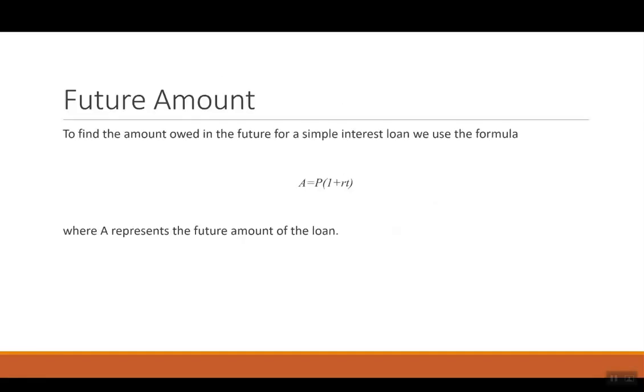Sometimes we may want to find the future amount. Mostly this is talking about investment, or if we want to say how much you owe in the future. To find the amount owed in the future for a simple interest loan, we use the formula A equals P times 1 plus RT, where A represents the future amount of the loan. But again, this could be an investment as well, so either way this works. If I'm trying to figure out how much interest we will earn on top of the amount we put in, this formula will tell me what we will have in the future.